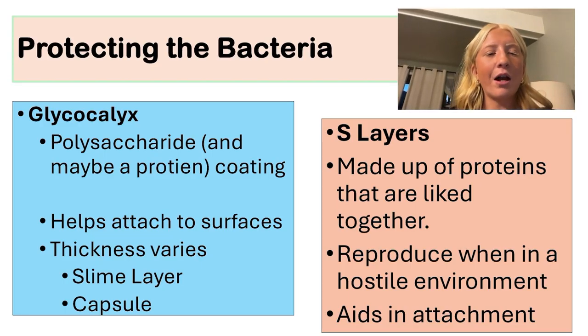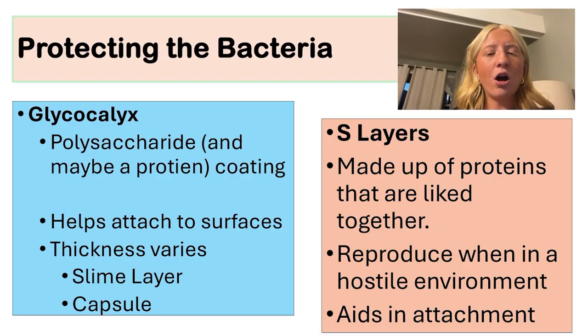So now we're going to talk about the layers that help protect the bacteria. So we have the glycocalyx, which is a coating around the cell, and it's made up of polysaccharide units and sometimes a little bit of protein, and it helps protect the bacterial cell and adhere to surfaces in the environment. And the thickness of it varies, so we have the slime layer. This is a looser coating, and it also helps with preventing water loss, whereas the capsule is a thicker, denser coating, and it provides more protection.